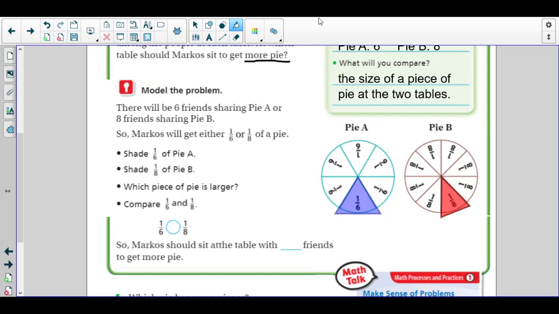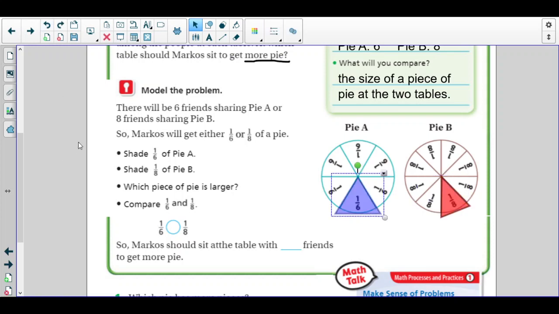Which piece of pie is larger? Well, if we take this and move it right over into here, and try to get them lined up, we can see that there's an overlap right here, which means that the 1/6 is going to be larger.